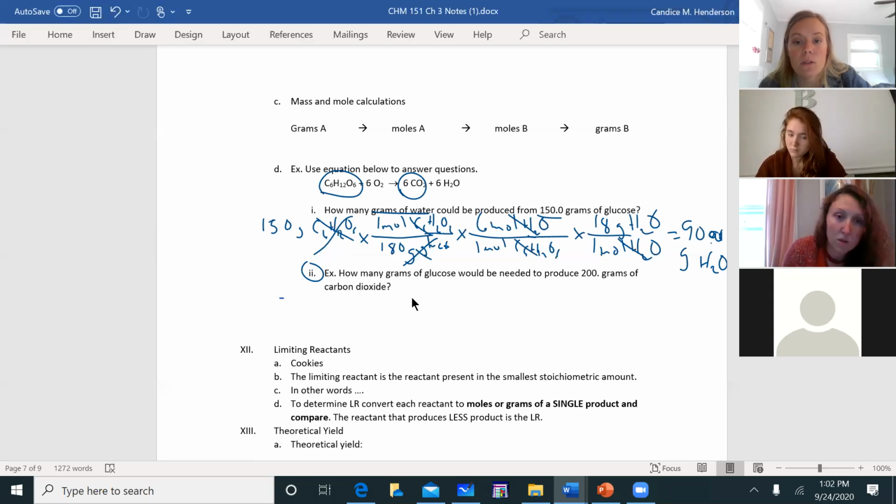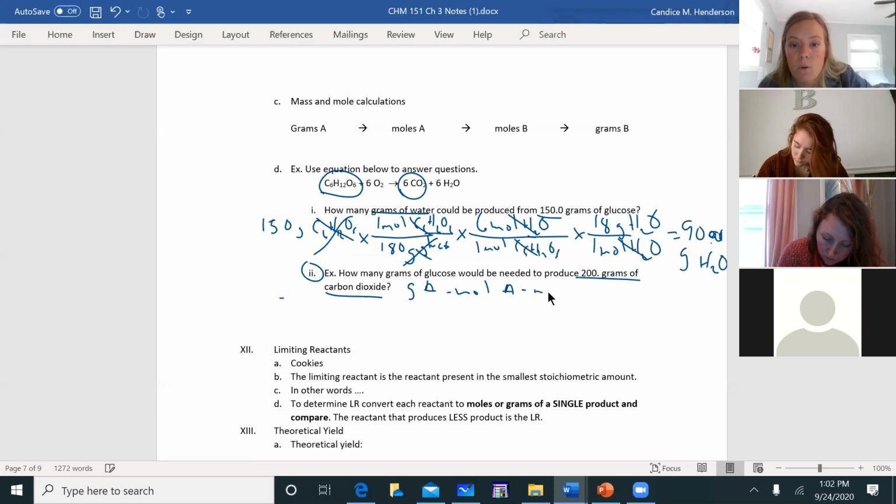Set up the same though. So you've got your A here. This is compound A. You're going to go grams of A into moles of A, into moles of B, into grams of B. Always the flow chart you take.